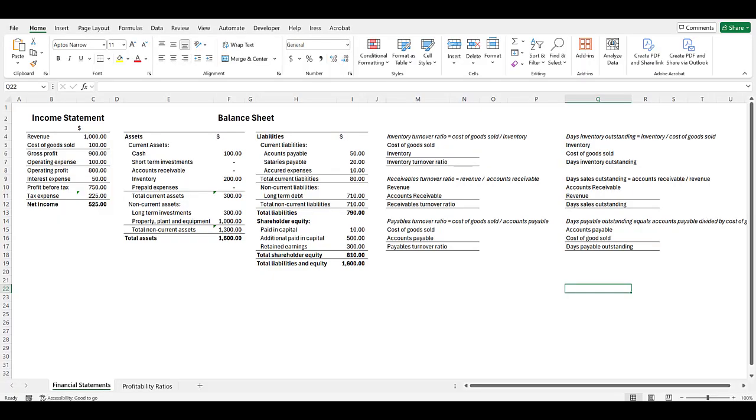Here we have an example income statement and balance sheet. Let's calculate the inventory turnover ratio. The inventory turnover ratio equals cost of goods sold divided by inventory. Cost of goods sold is 100. Inventory is 200. 100 divided by 200 equals 0.5. That means the company turned over its inventory 0.5 times this year, meaning it did not sell all of its inventory. If you find a company like this, it likely means the company is buying too much inventory or sales have dropped. You could determine this by looking at how revenue has changed over time.